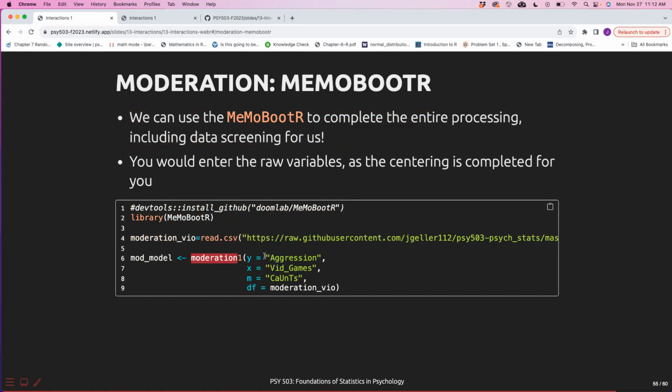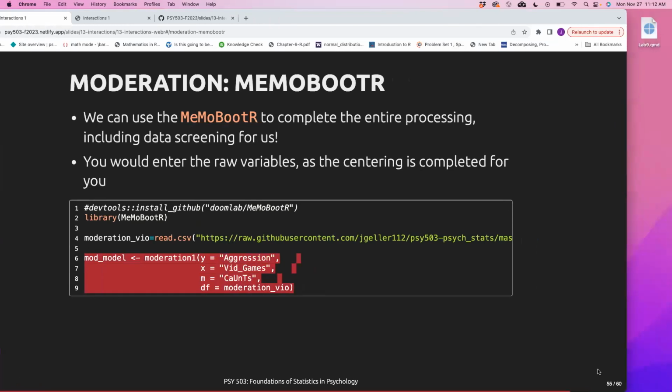Basically we can state what our Y variable is, which is aggression, what our X variable is, which is our focal predictor, and then what our moderator variable is. And then we can run this function. You don't need to center the variables because it does it for you already. So you could just throw your variables into this function and it will output a whole bunch of good things. Let's go ahead and do that real quick.